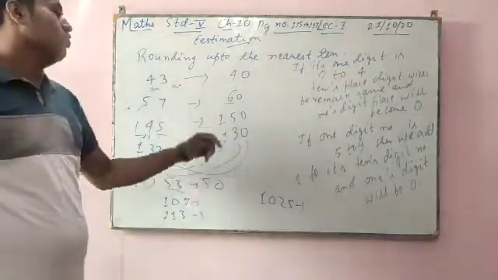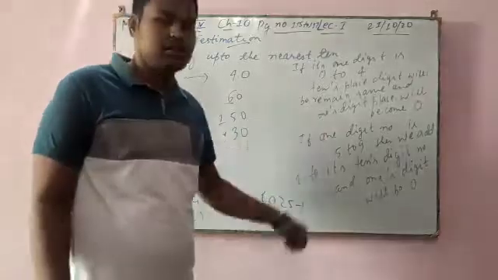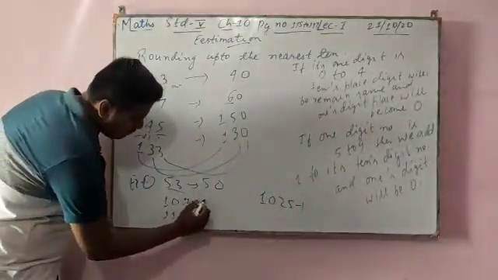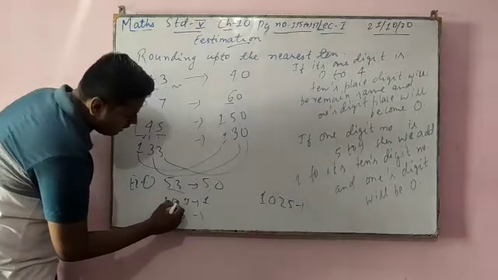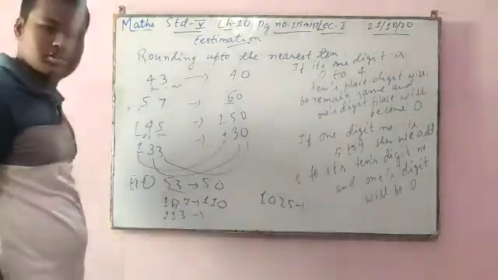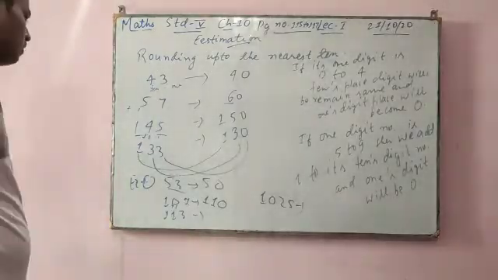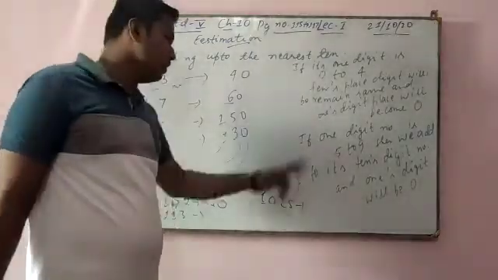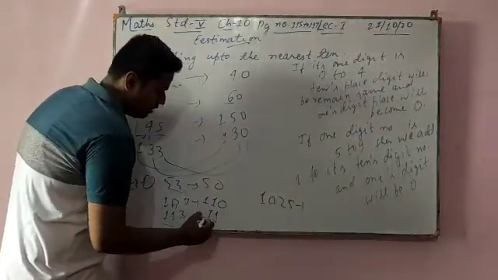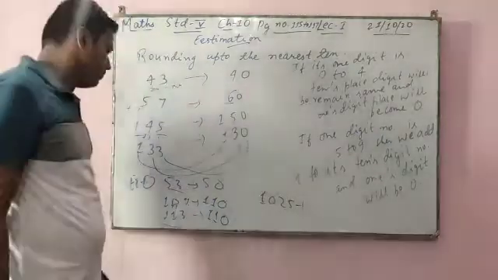Come to next, 109. The one's digit is 9. So what will we do? We add 1 to its tens place. So this 1 will remain the same, here 1 will be left, then 0 plus 1 is 1, and this 9 will become 0. Come to this question, the one's place digit is 3, so no change will be there. So 1, 1 and the one's digit place will become 0.